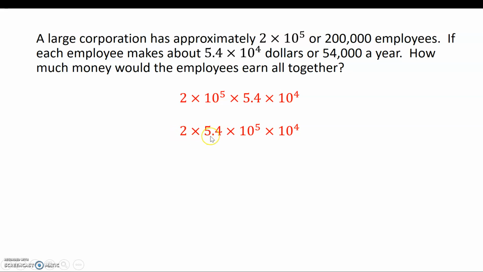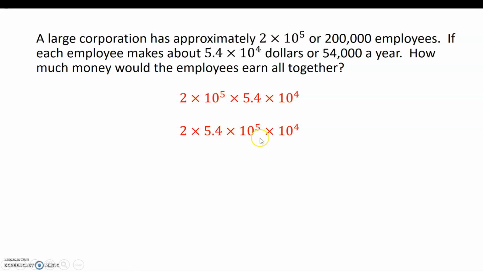So I'm putting the 2 times 5.4 together, and then I'm going to put the powers of 10 together. So 10 to the 5th times 10 to the 4th, I'm going to put next to each other. You don't have to do that, but I just think it makes it look a little bit easier. And technically, I am allowed to multiply the numbers in any order that I want, but I personally think it's easier if we can combine them, like the first factors together and then look at the powers of 10. So I know that 2 times 5.4 is going to be 10.8.